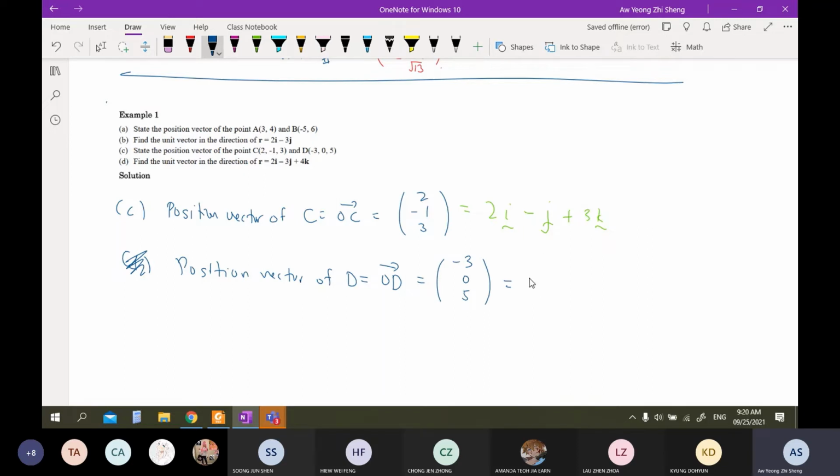In terms of ijk, it will be minus 3i. The 0j is okay not to write. You can just write plus 5k. Both forms are acceptable. You only need either one. In the exam, you don't have to give both forms.